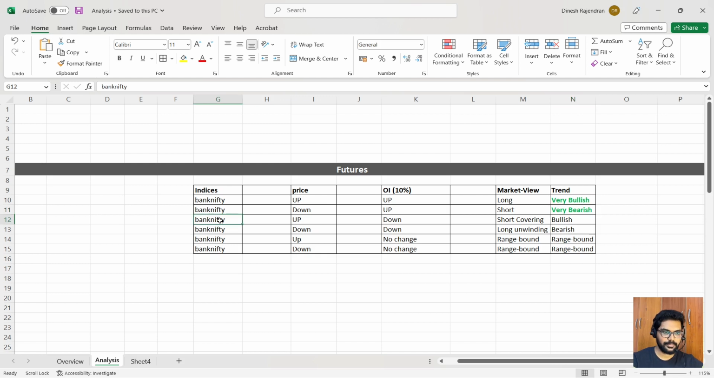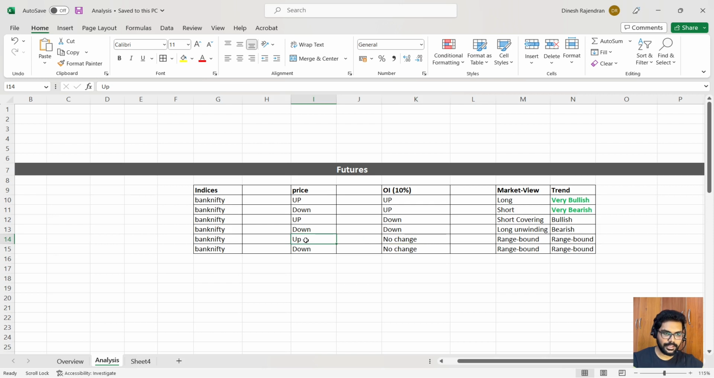The next is, the future is up but the open interest is down, then it is short covering, and it is bullish, not very bullish. The next, the future price is down and the open interest is also down by 10%, then it is long unwinding, or you can say profit booking. Then the trend is bearish, not very bearish. And these are the scenarios that will happen most of the time.